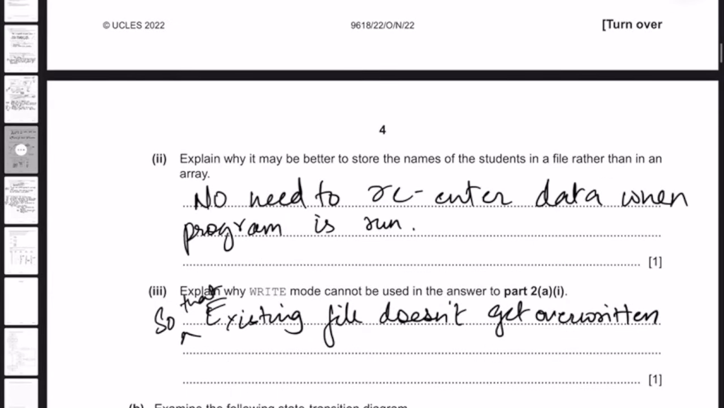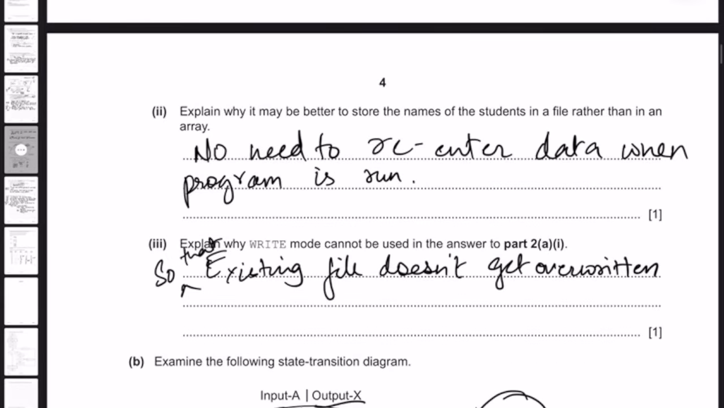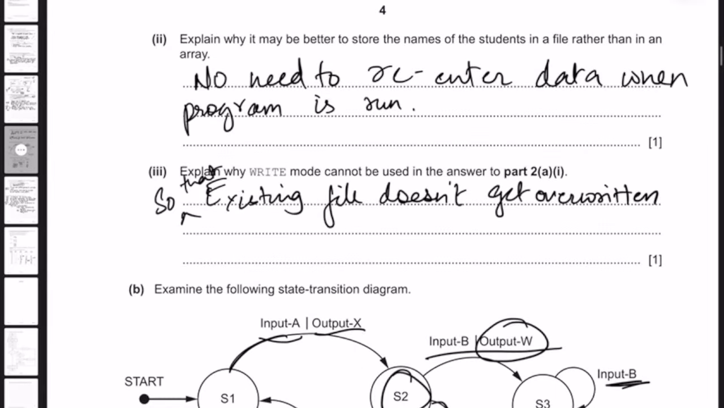Explain why it may be better to store the names of the students in a file rather than in an array. When you store it in an array, every time you run the program, you'll have to re-enter the data. In a text file, you don't need to do that. So no need to re-enter data when the program is run.